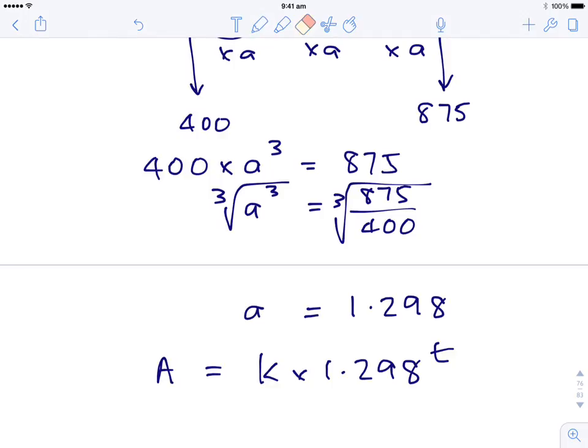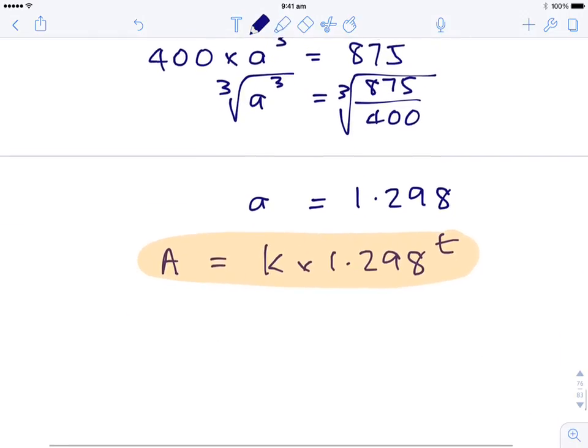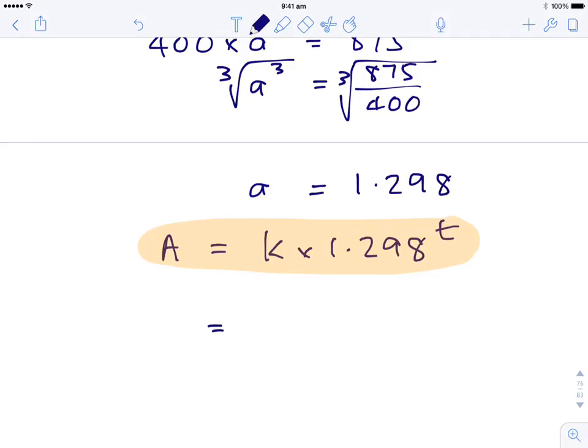Well, now we've got this equation here. We've got a few points on this curve, so I can just substitute one of them in. For example, we found that when t was equal to 5, that a was equal to 400. And I could use the other point as well. I could use t equals 8, a equals 875, but I'm going to do that one.